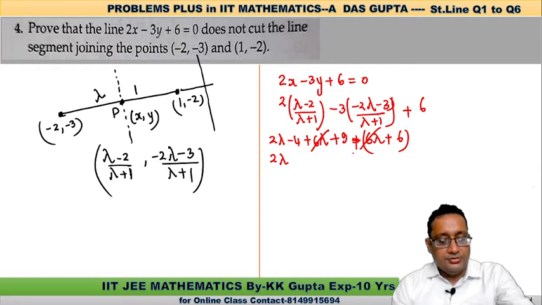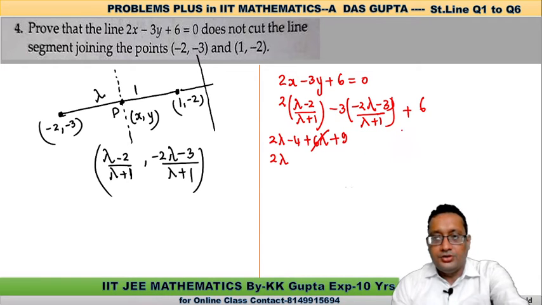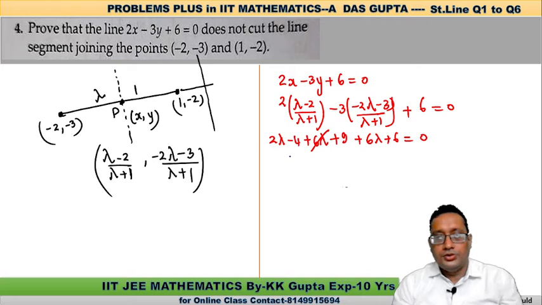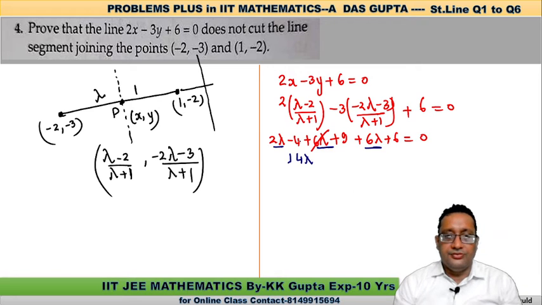The 6 lambda gets cancelled, and 6 lambda plus 6 is equal to 0. Now 2 lambda, 6 lambda and 6 lambda become 14 lambda. Then 9 plus 6 becomes 15, and 15 minus 4 becomes 11, equal to 0. So what comes out is lambda equal to minus 11 by 14.